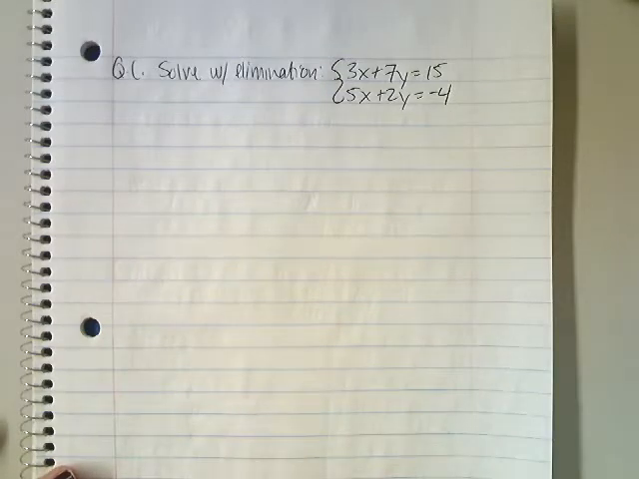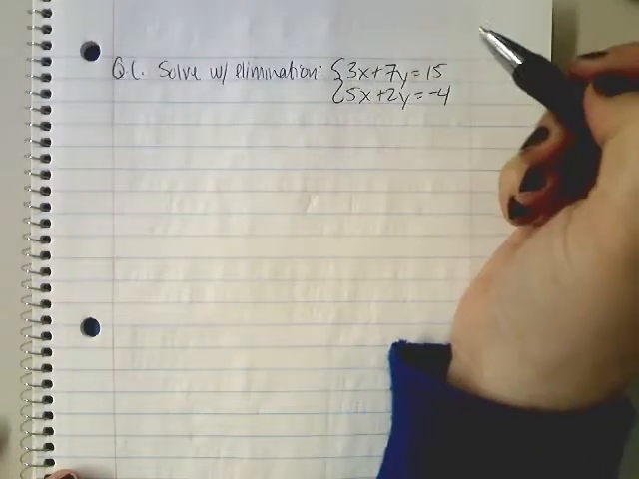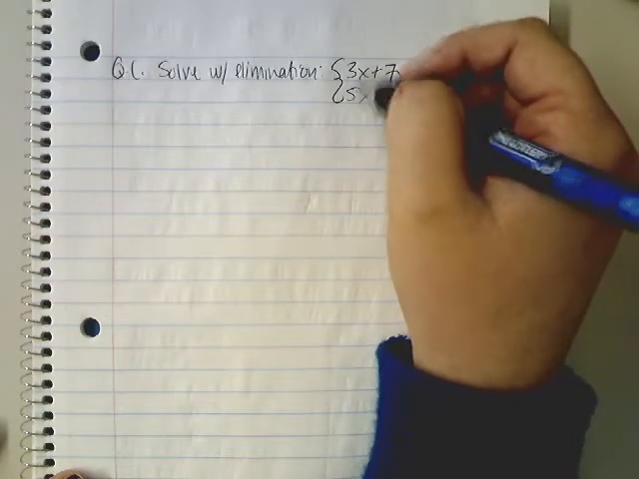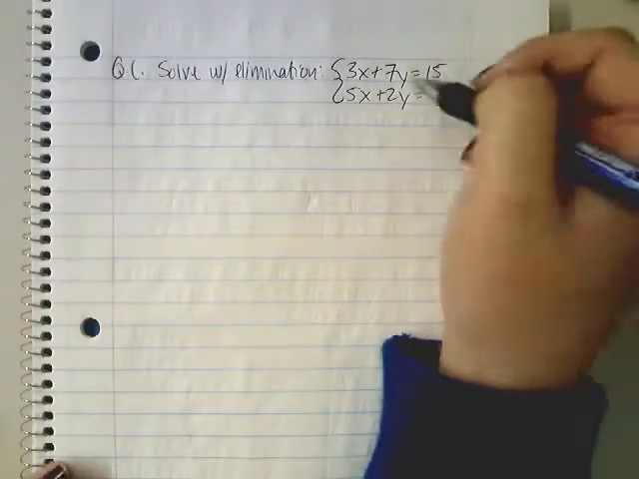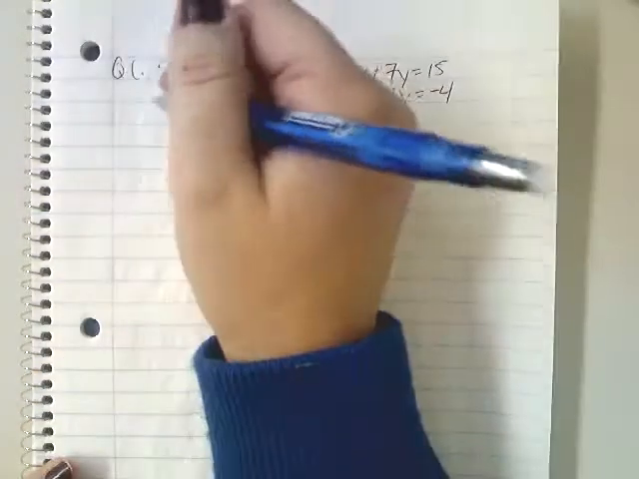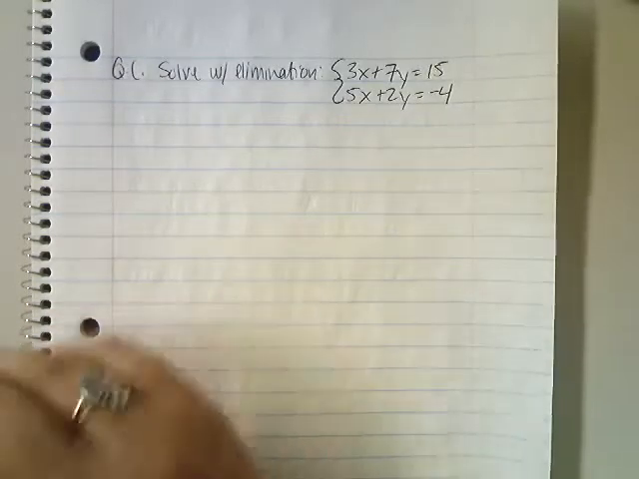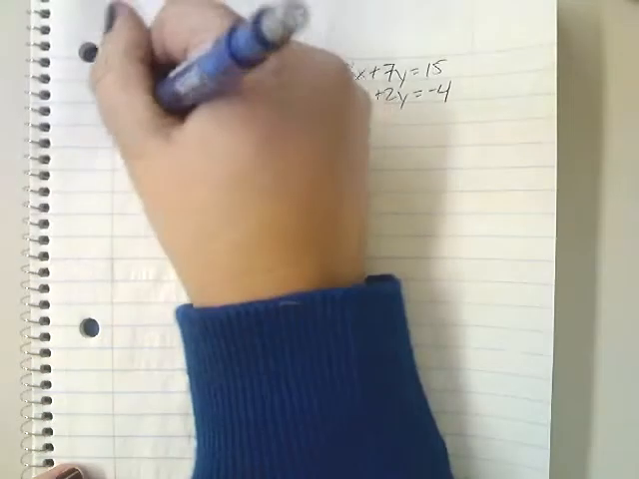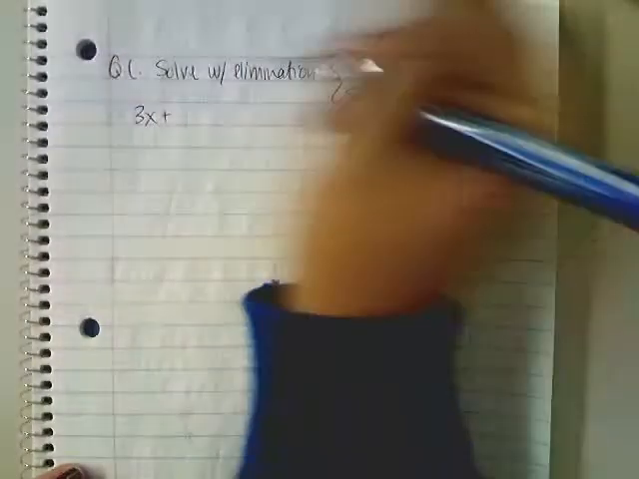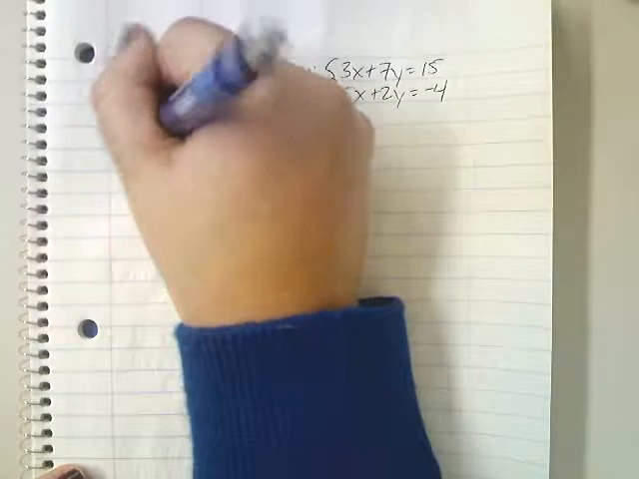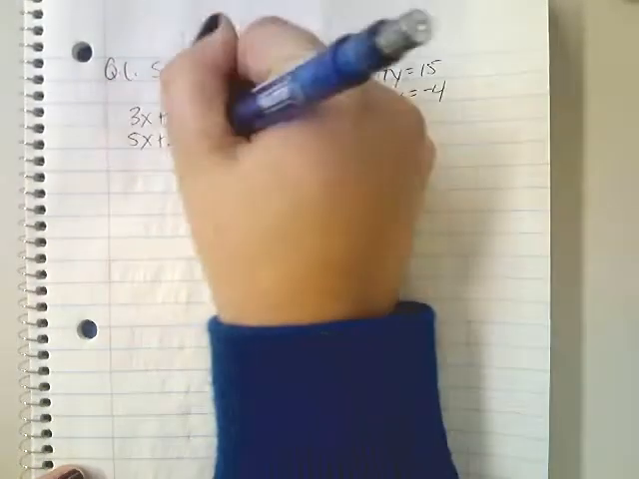So when I'm figuring out what I'm going to multiply by to get additive inverses, I could multiply by 5 and 3, or I can multiply by 2 and 7. It doesn't really matter. I'm going to choose to change my y values to be additive inverses. If you did it differently, just look at the solution at the end and see if you get the same thing. If so, you should be all set. So I'm going to start with 3x plus 7y equals 15, and 5x plus 2y equals -4.